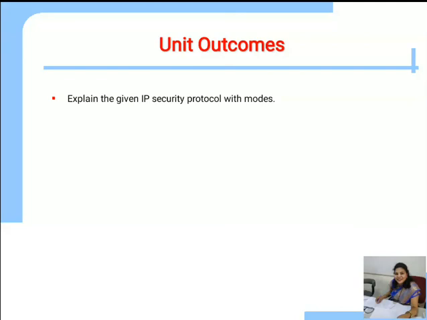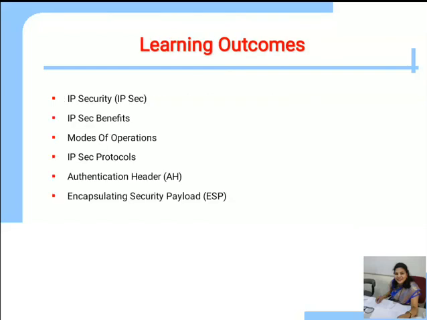The unit outcome of this video lecture is, after learning this video lecture, you will explain the given IP security protocol with modes. The learning outcomes are IPsec, IP security protocol, IPsec benefits, modes of operation. There are two modes of operation of IPsec, that is tunnel and transport mode. Then IPsec protocols, there are two protocols, AH authentication header and encapsulating security payload ESP protocol.